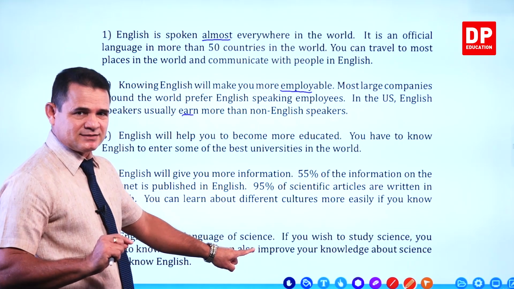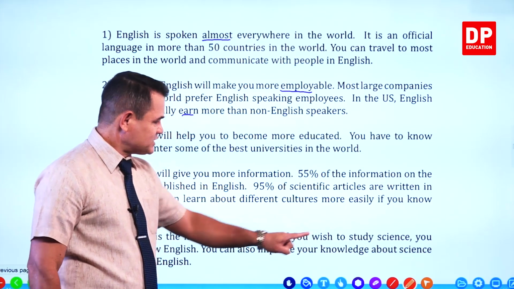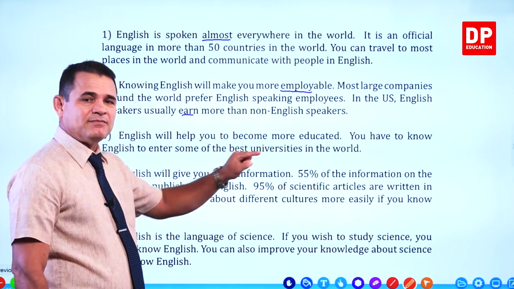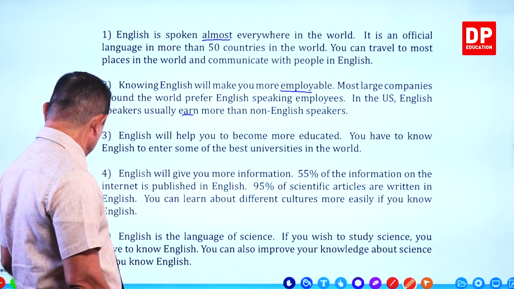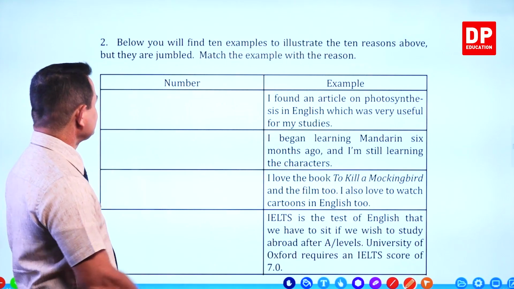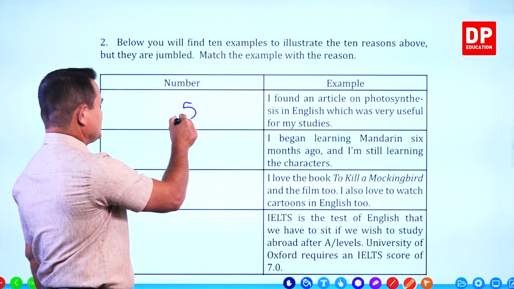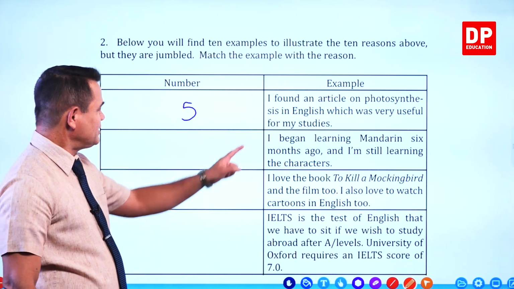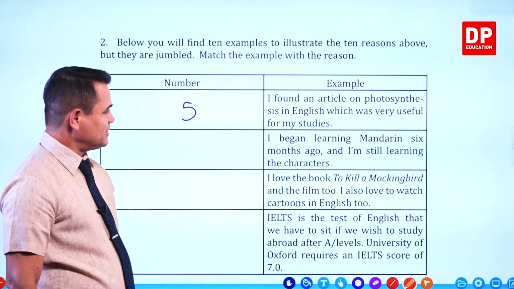Photosynthesis is also science. If you wish to study science, you have to know English. And make it an example. We can take number 5 into this place. Isn't it? So like this, you can match. For the first one, number 5.